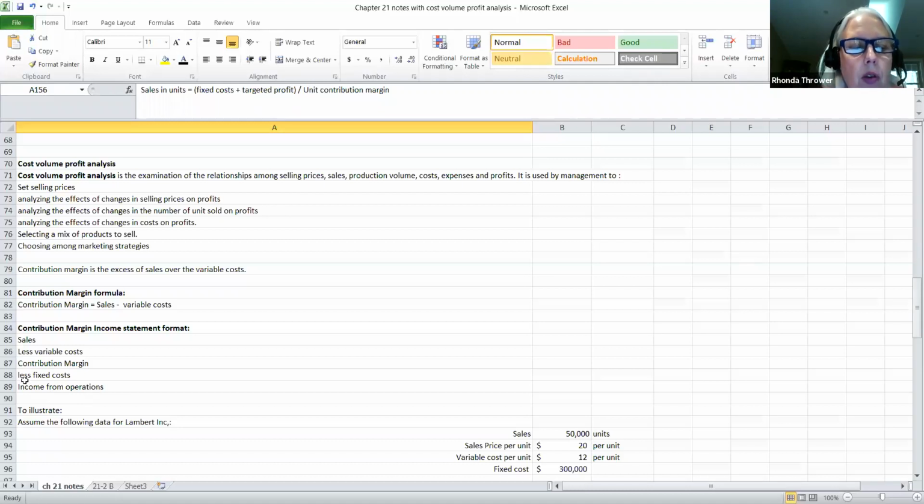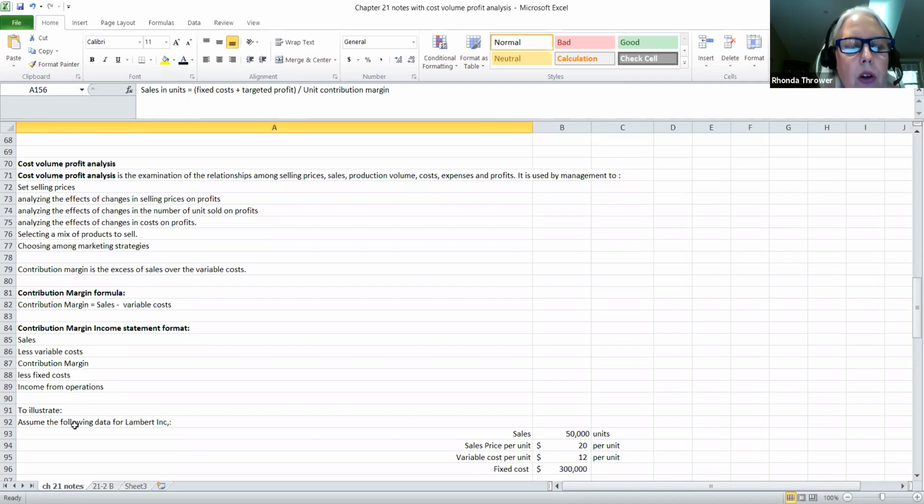So our fixed costs, in review, were the costs that remain constant in total. They won't change with the level of units produced. Things that we talked about as fixed costs were salaries. So salaries would stay the same no matter how many units are produced. But our fixed costs are deducted from the contribution margin, and that will leave you with income from operations. And this is a very important income statement that you need to learn in this chapter.